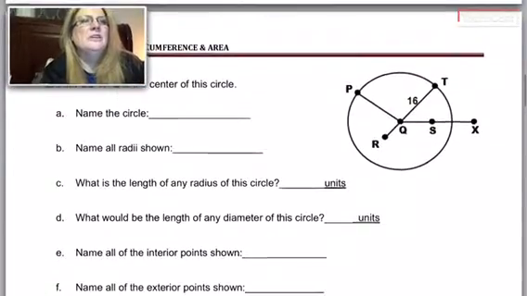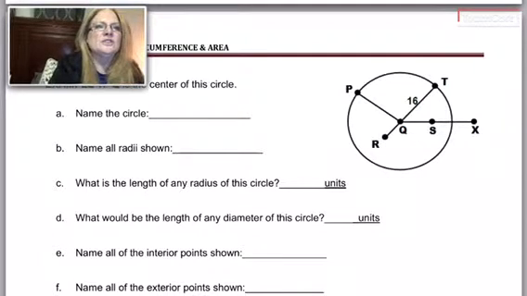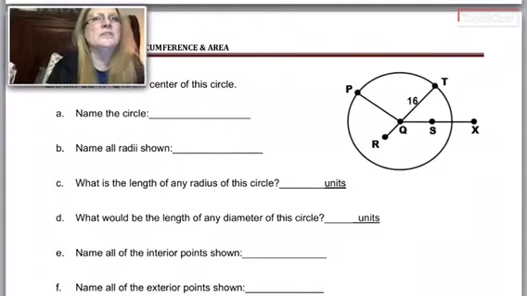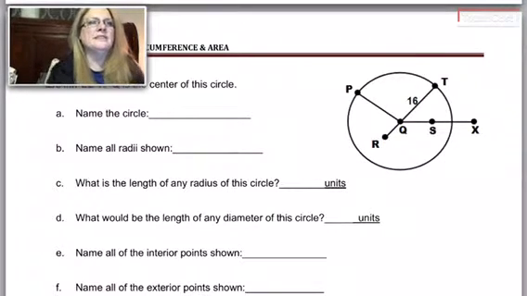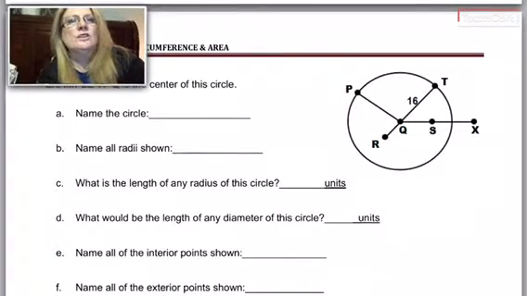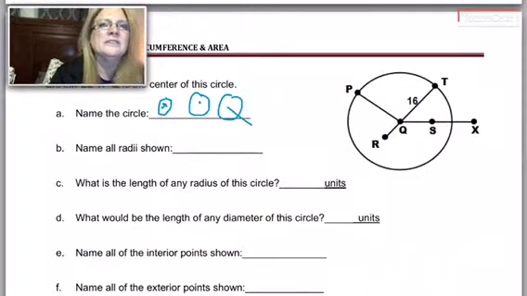So here we have a picture, and what we're going to do is just name the different parts here. If you want to name a circle, you name it by the center. You would just draw a little circle here, put a dot in the middle, try and put it right there in the middle. Let me try that again, like this, and it would be circle Q. Just name it by the center.